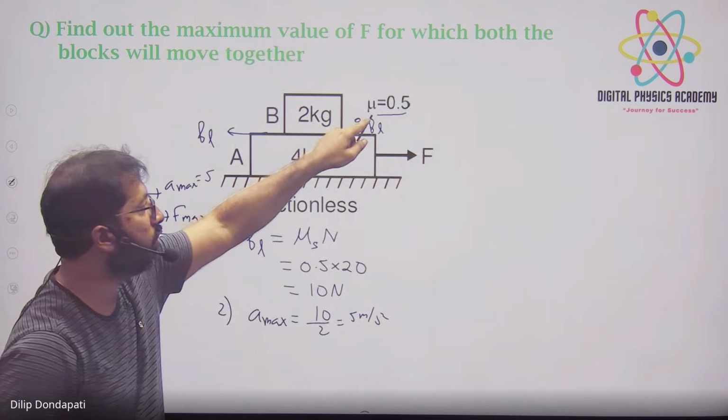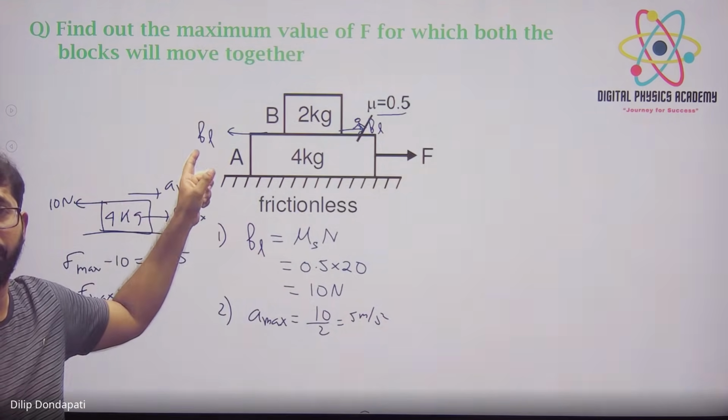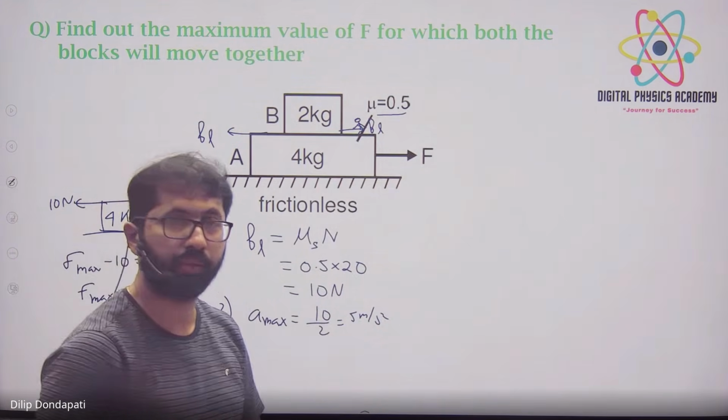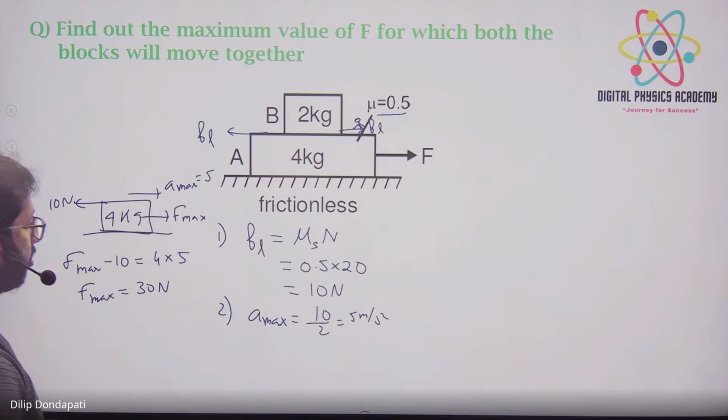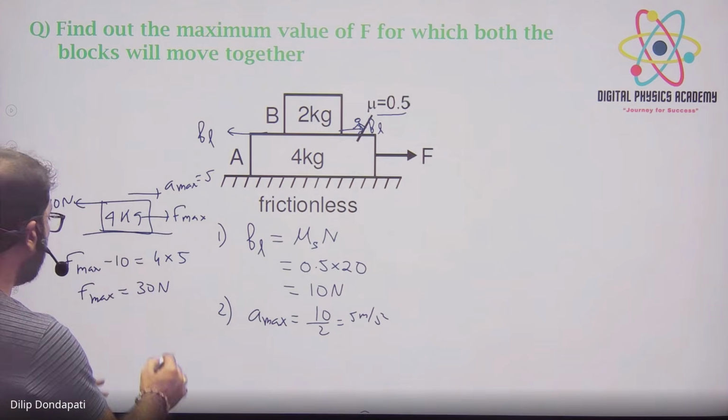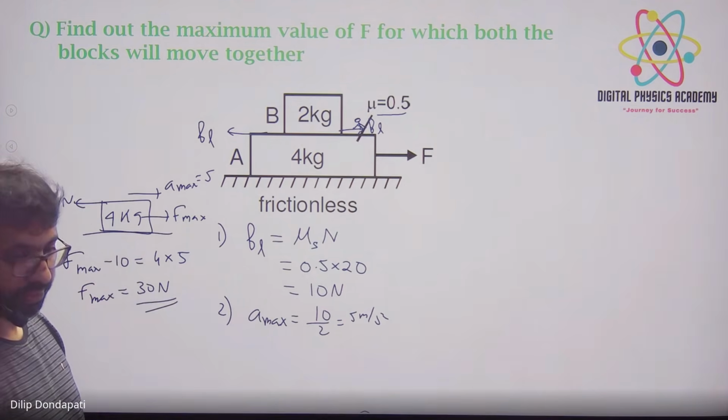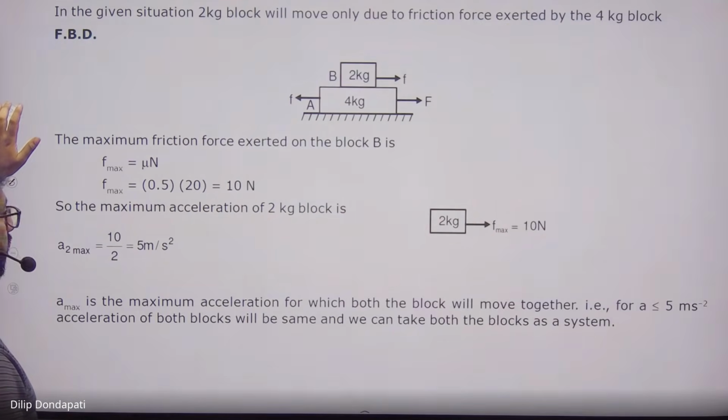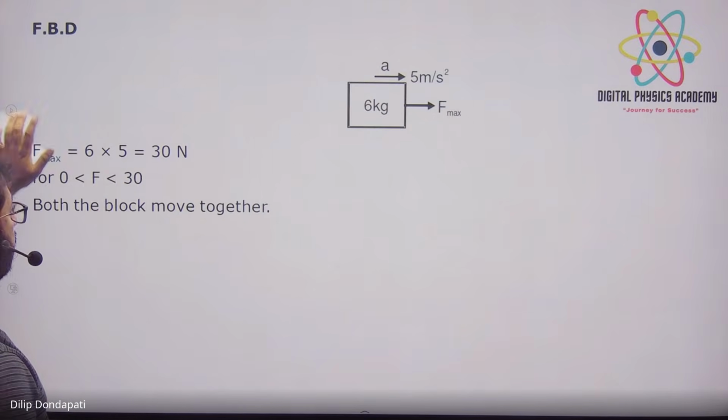If you find one force in the opposite direction, you have to apply it on the other body. Always apply the action-reaction pair, and it will become easy. Okay? Yes, sir. So how much is it now? 30 newtons, right? So the answer is 30 newtons.